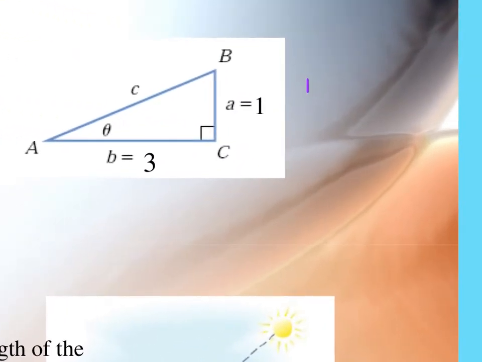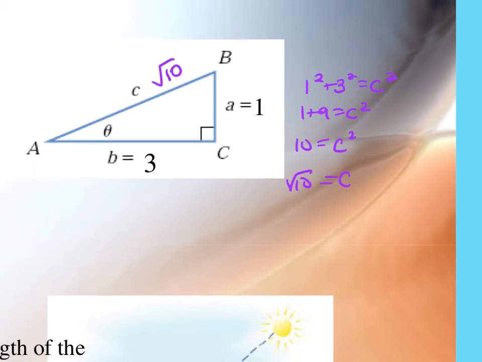Pythagorean theorem. Good. So 1 squared plus 3 squared equals c squared. 1 plus 9 equals c squared. C squared equals 10, and c equals the square root of 10. So all of these types of questions are going to be kept exact. You're not going to round this, okay?